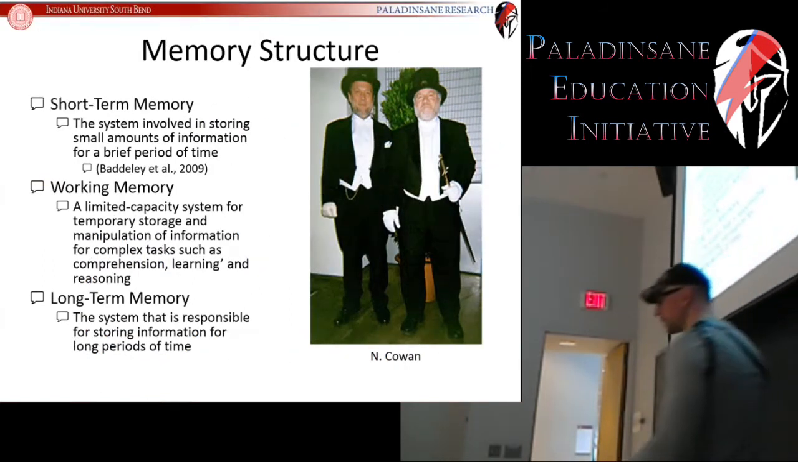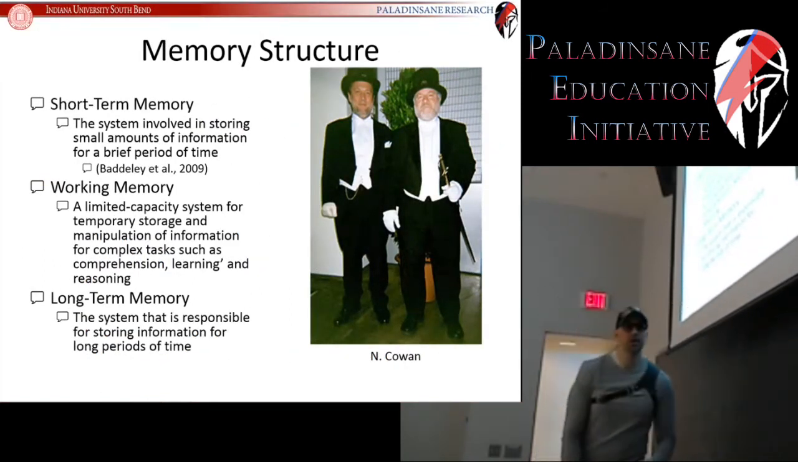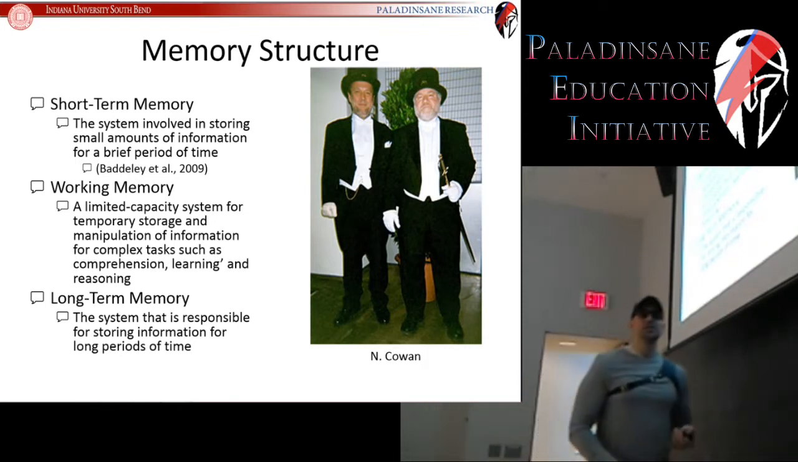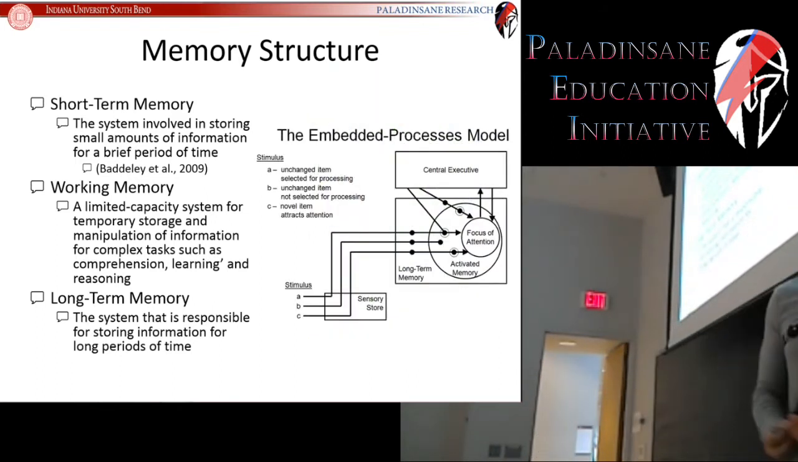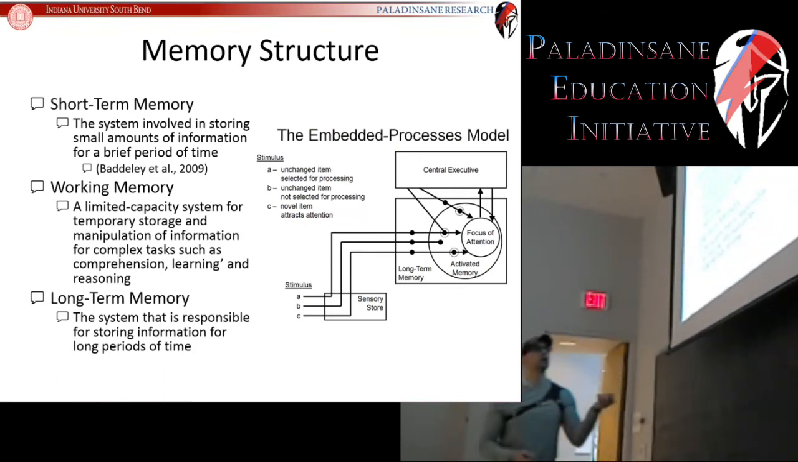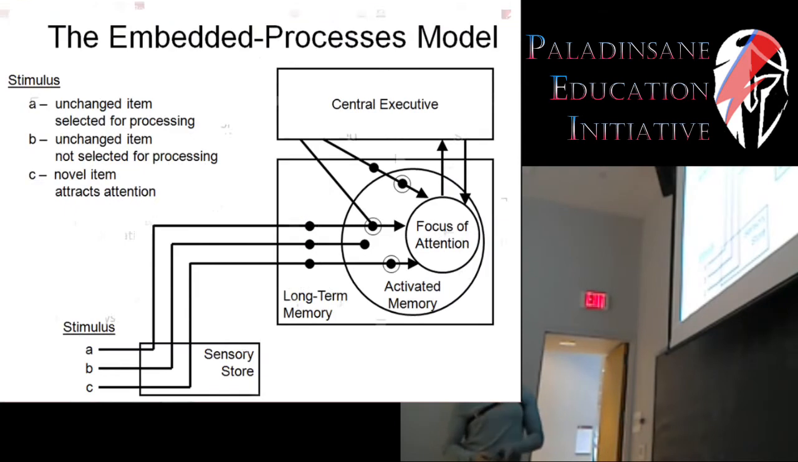All right, next one we have Cohen with his model. So I believe this is Cohen, and this is one of my favorite pictures of psychologists because that's about as fancy as you can get. So Cohen had the embedded processes model. This is a different type of structure, so we'll zoom in on this.